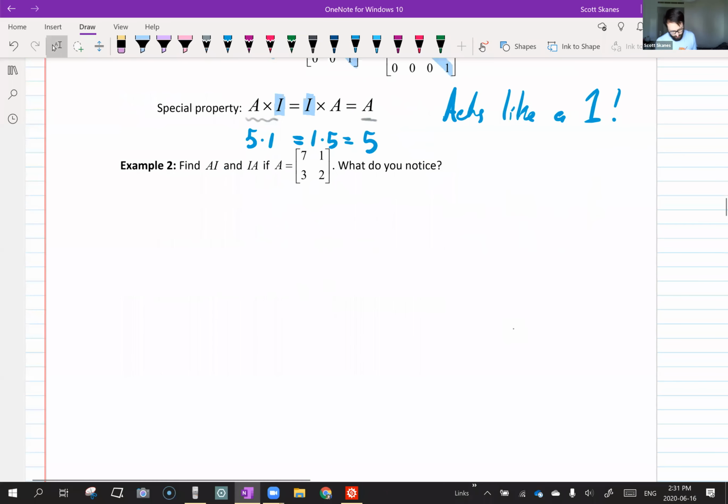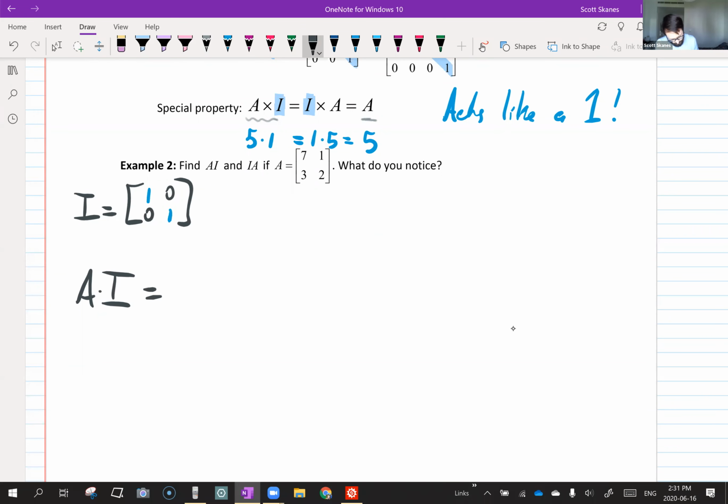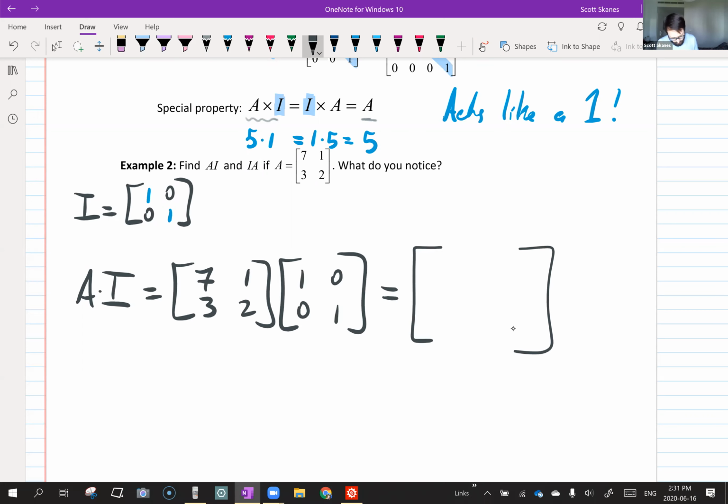That's all, okay? So what it's saying here, it's saying find AI and IA. Okay, well, I, for a 2 by 2 matrix, looks like this. 1's on the diagonals and 0's everywhere else. So it wants AI, A times I. So that means take the matrix A and multiply it by the matrix I. So what we're going to get is a 2 by 2 matrix. Once again, I'm just going to multiply all my elements together in the same way I did before. I'll start with the first row, first column.